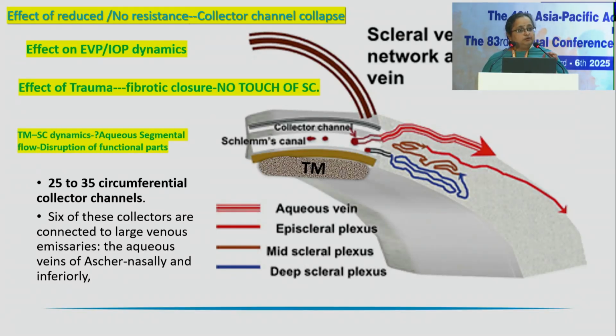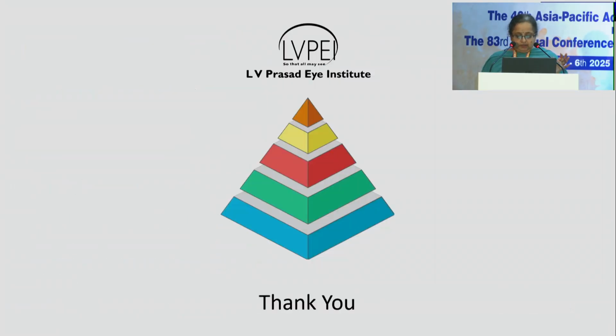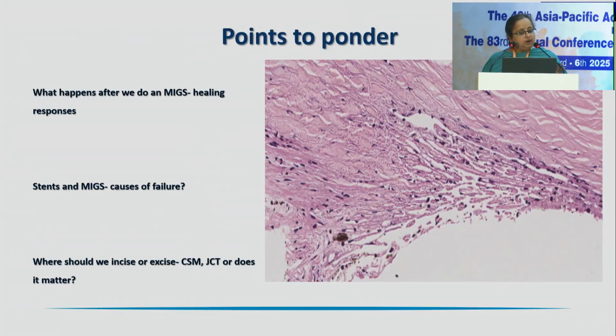So we always have to remember this: we think we are doing something good like an MIGS. Yes, we have proven IOP benefits, but in the long run, we have to see what actually happens to the collector channels over the long term. Do they close? And what happens to the episcleral venous plexuses? What happens to the flow in that quadrant? Aqueous angiography can actually show you that over the long term. And the most important point to ponder is what happens after we do an MIGS.